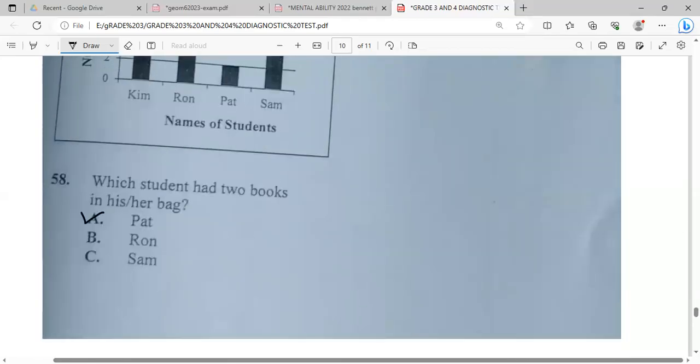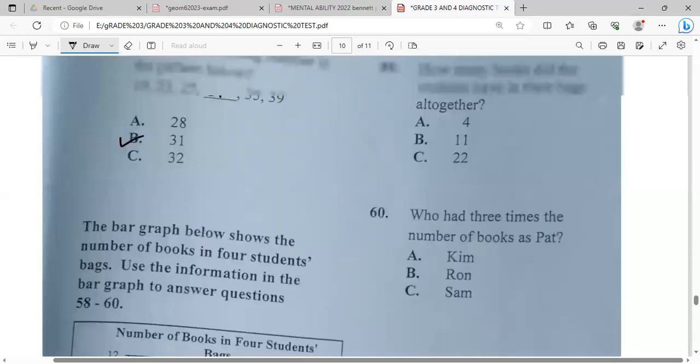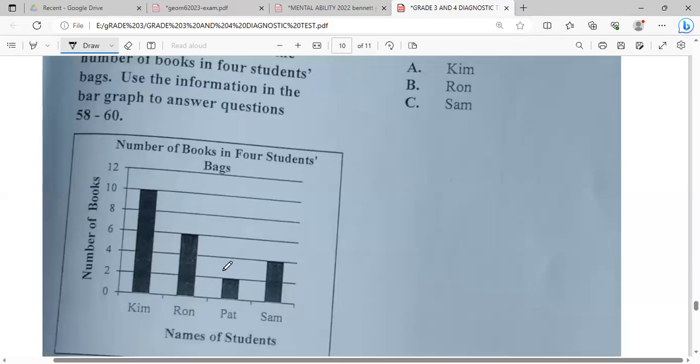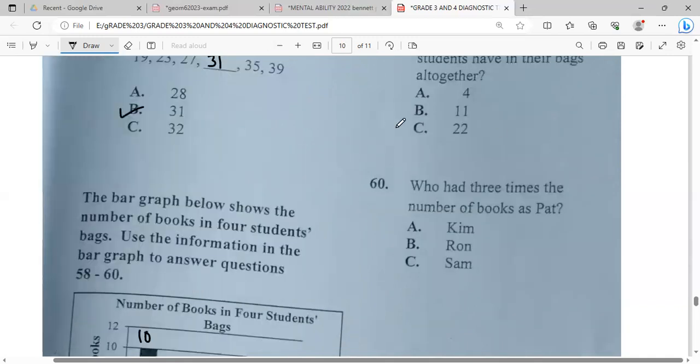All right, 59. How many books did the students have in their bags all together? So we have to add up all of these. All right, so we're gonna count them. We know this was 2. This would have been 4. This would have been 6. Then this 10. So we add up these numbers, 10 and that's 16, 18, 22. So it's 22 books all together. So that would be C.